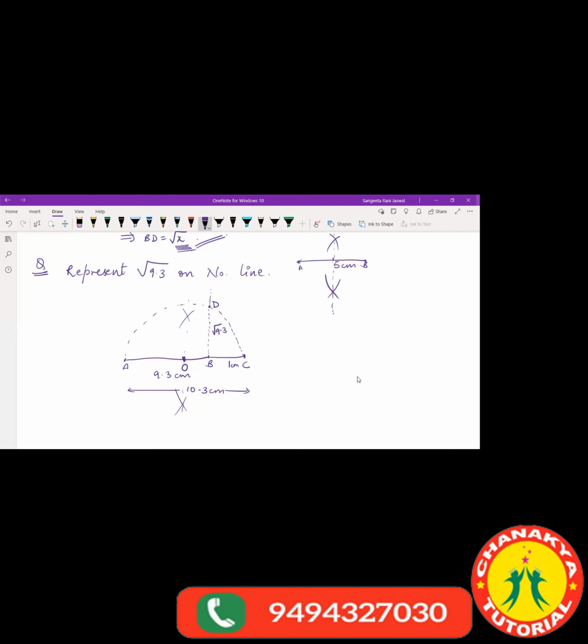Okay, but this distance is perpendicular. We wanted this distance on the x-axis. हमें तो ये x-axis के ऊपर चाहिए. So what we will do, we will keep the compass pointer at B and pencil at D and make an arc like this, a big arc, wherever it touches the x-axis. जहाँ भी ये x-axis को intersect करेगा, that point is your, from B to that point is your root over 9.3. This distance is your root over 9.3. Okay?